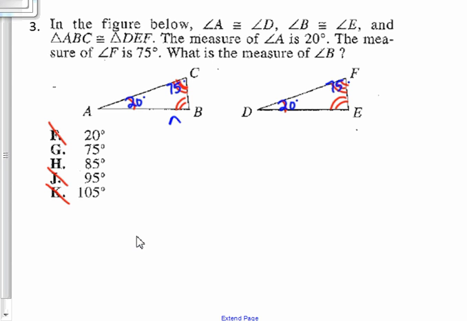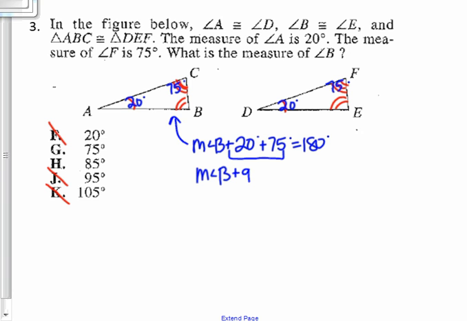So now, only looking at triangle ABC, we know that the sum of the measures of the angles in a triangle is 180. So the measure of angle B plus 20 degrees plus 75 degrees would equal 180. So if I subtract, or I could go ahead and combine these two like terms, the measure of angle B plus 95 degrees equals 180. Subtract 95 degrees from the other side, and we get the measure of angle B is 85 degrees.